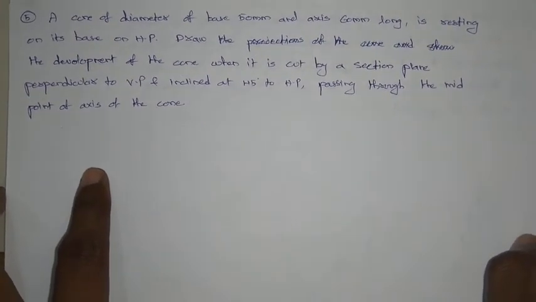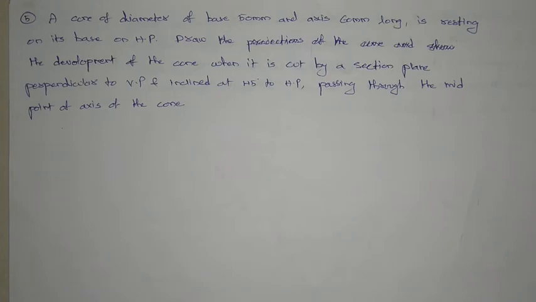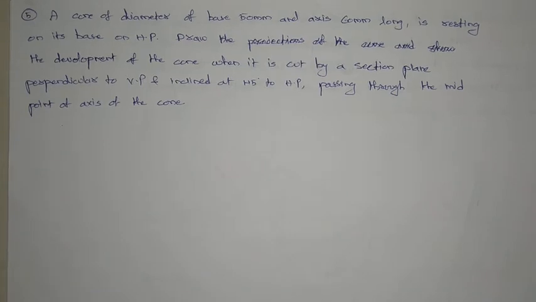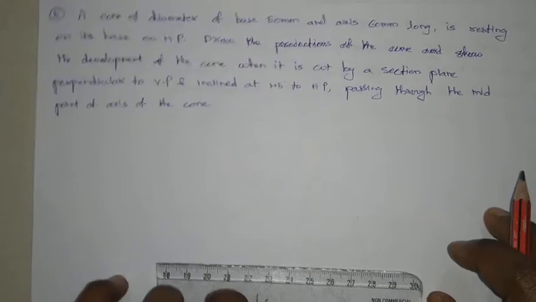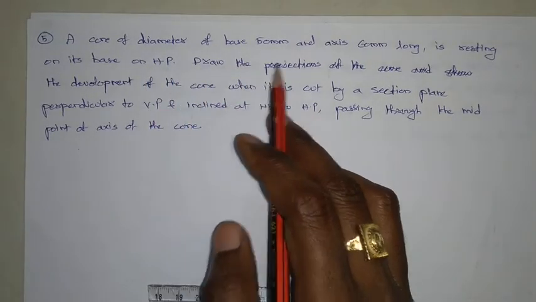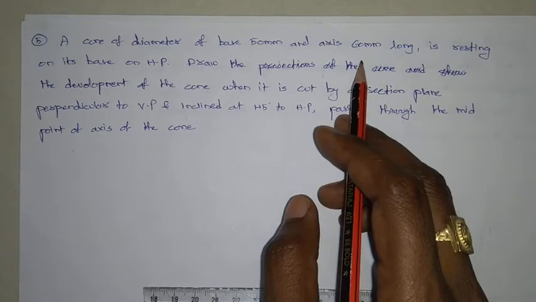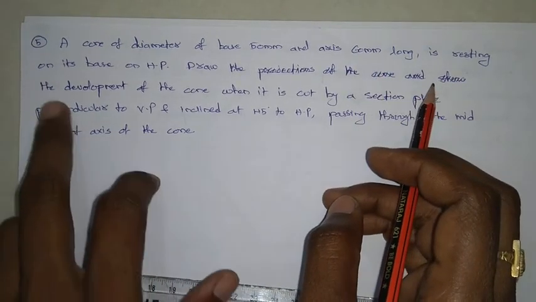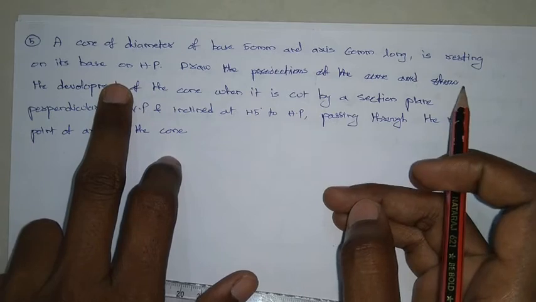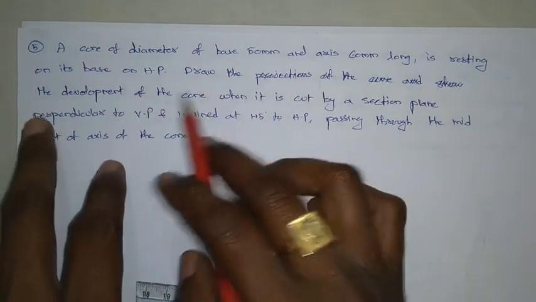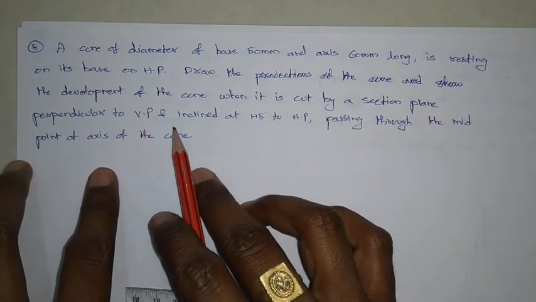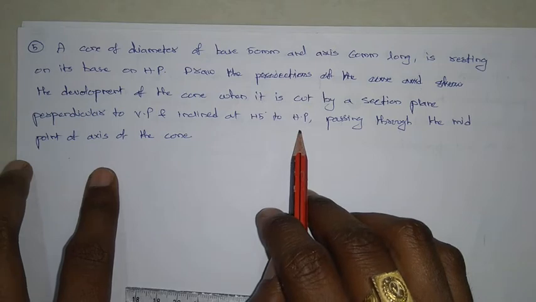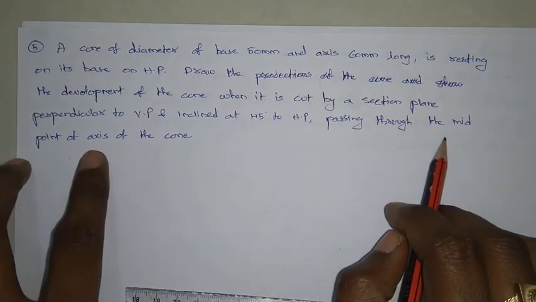And one more I am going to discuss, that is about a cone. Here I am not going to use the scale. I am just going to draw with the help of freehand. The question is, a cone of diameter of base 50 mm and axis 60 mm long is resting on its base on the HP. Now draw the development of cone when it is cut by a section plane perpendicular to VP and inclined at 45 degrees to HP, passing through the midpoint of the axis of the cone.